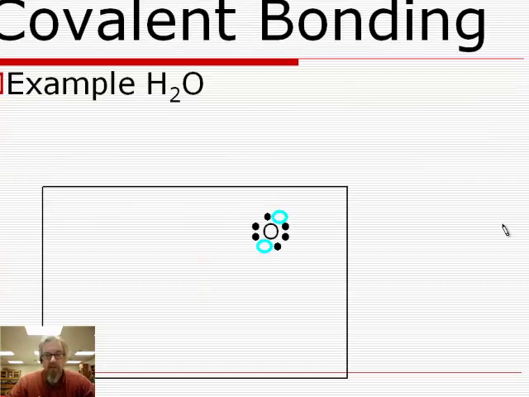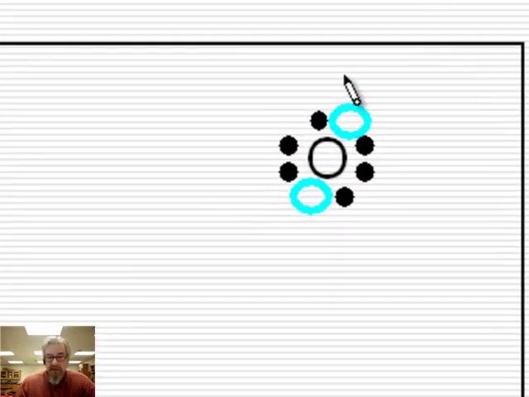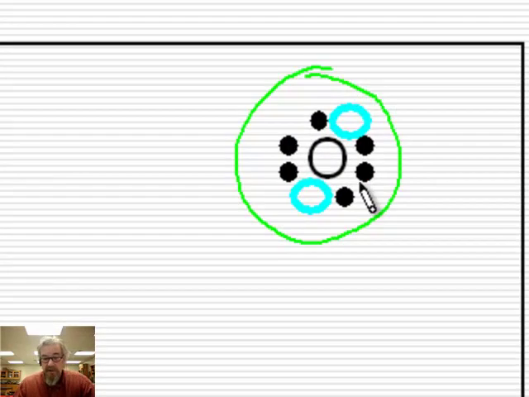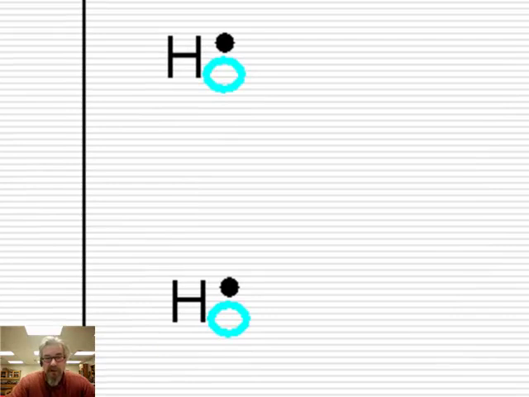Here's a great example, water, H2O. If we look at this oxygen atom here, this oxygen has 6 dots, and it's got 2 holes here, 2 places where there could be a dot. And in fact, to have a full 8, which would be stable for oxygen, it would need to gain 2 electrons from somewhere. Also in water is hydrogen, 2 hydrogen atoms.